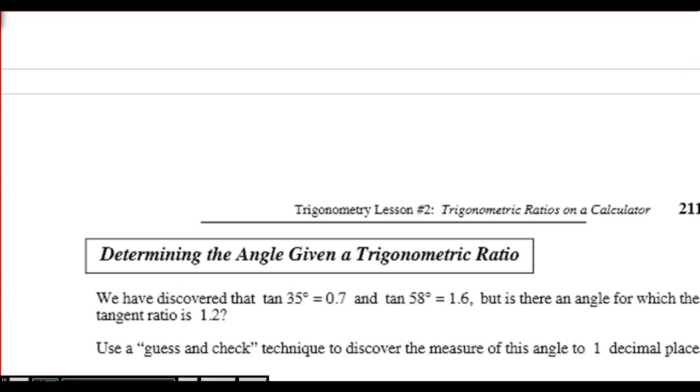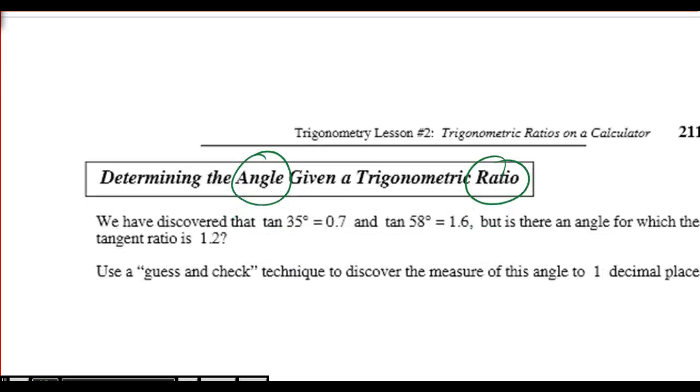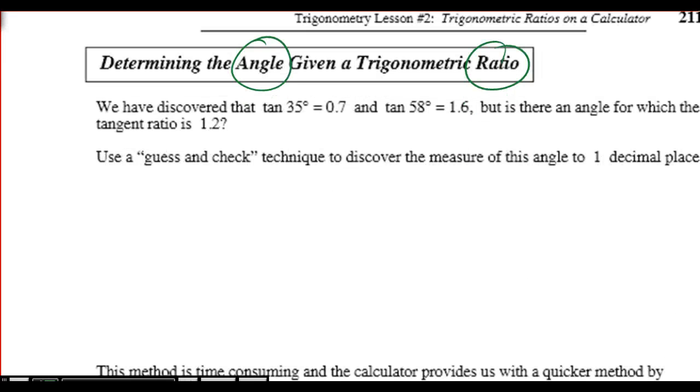Okay, let's do this last bit, and if you're tired of watching this video, unfortunately this is the most important part here, because now we're going to be working backwards. We're actually going to figure out the angle from a ratio. So now we're going to be given a ratio, and we're going to be able to calculate the angle. I'm going to try and go a little bit quicker here just to save some time.